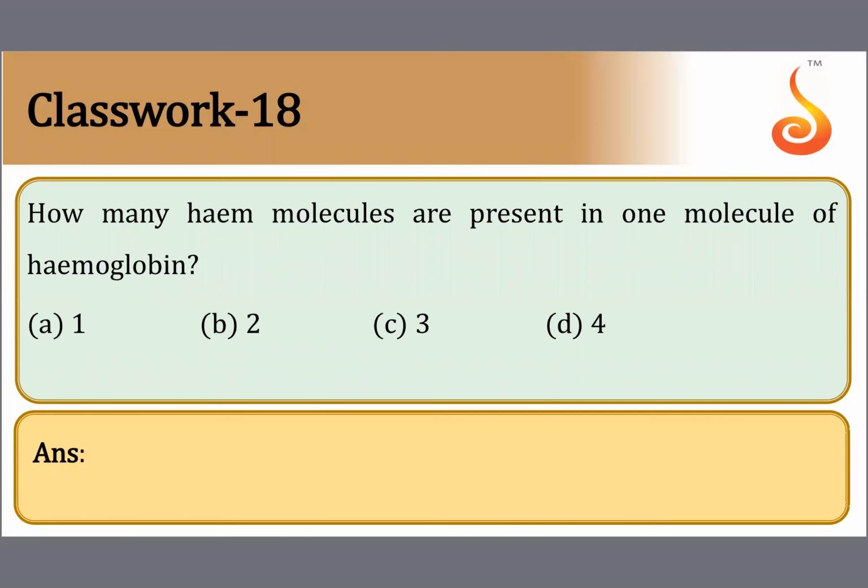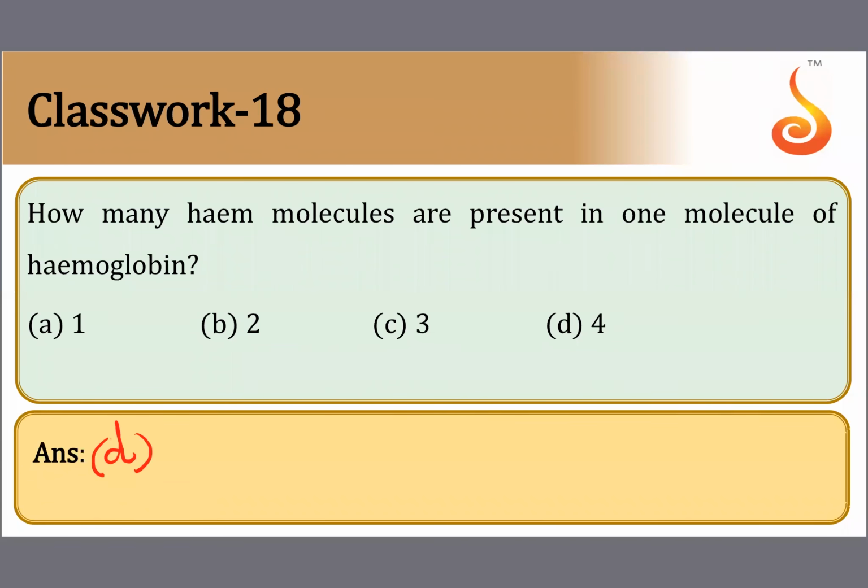How many heme molecules are present in one molecule of hemoglobin? Read the question properly before answering. Many of you are saying 4, 4, 4. It's 1, isn't it? Sorry, I made a mistake. I also read the question wrongly. It is 4 only. 4 heme and 4 oxygen molecules. Okay, so yes, you were right.